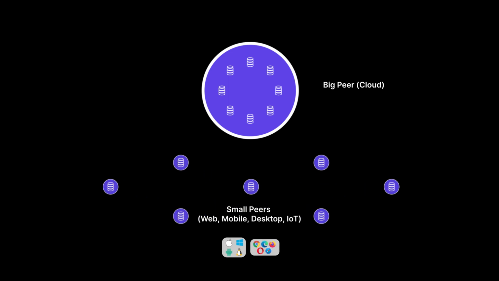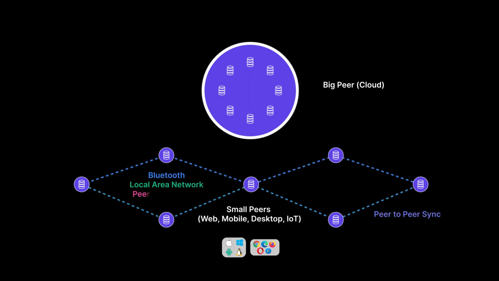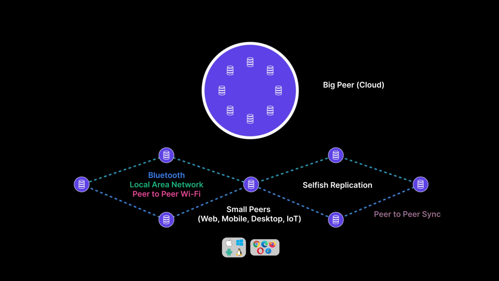Ditto is a peer-to-peer system with two types of peers, big and small. What we call the small peer is what is embedded into every single device. It can utilize whatever network transports are built into that device. For example, a phone can use Bluetooth, local area network, and peer-to-peer Wi-Fi, and of course cellular networks when they're available. Its replication is selfish, which means that it only downloads the data that it needs from other peers.